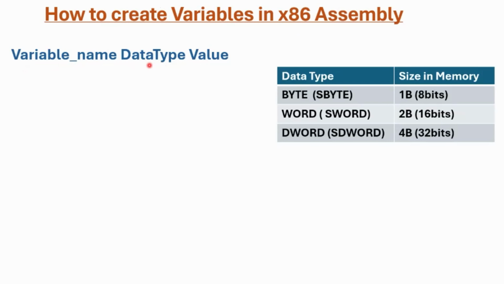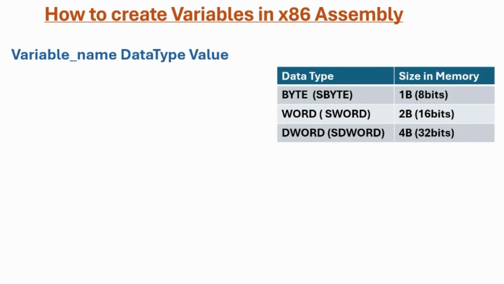These are the data types which we have covered in the last video: byte, sbyte, which means signed byte, word, sword, signed word, double word, and signed double word. They are respectively 1 byte, 2 bytes, and 4 bytes, or in terms of bits, 8, 16, and 32 bits. Whatever data type you choose, you use this format to create the variable.